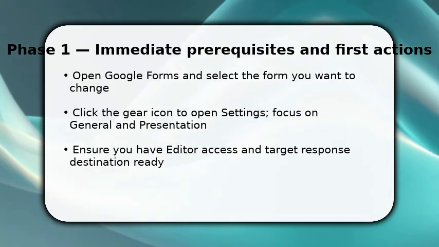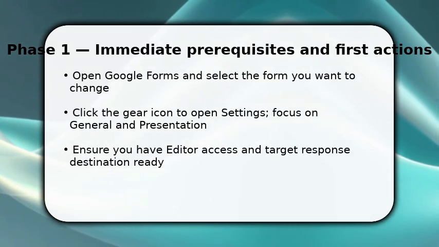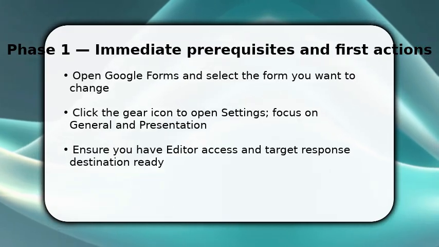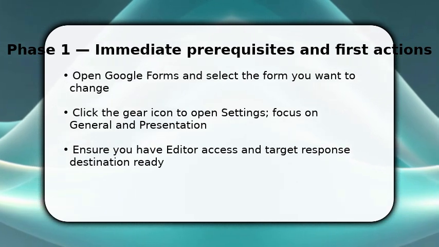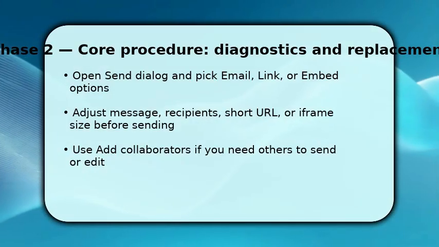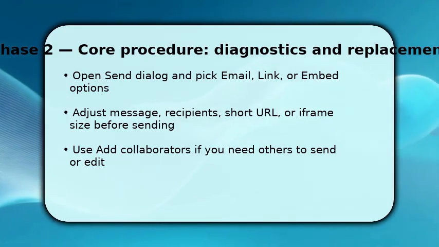Once set, click Save. Now click Send at the top right to view current options. These initial settings control whether Send shows link, email, or embed choices, so this first step matters. In the Send dialog, you'll see three main tabs: Email, Link, and Embed. Choose the one that fits your distribution plan.